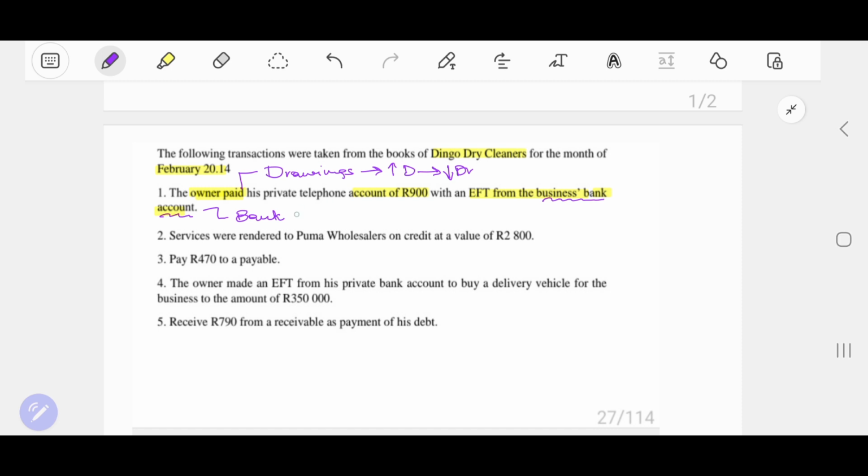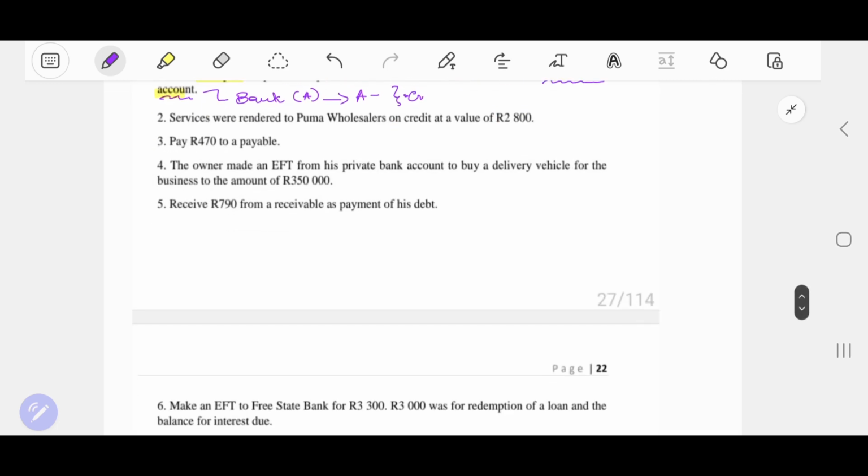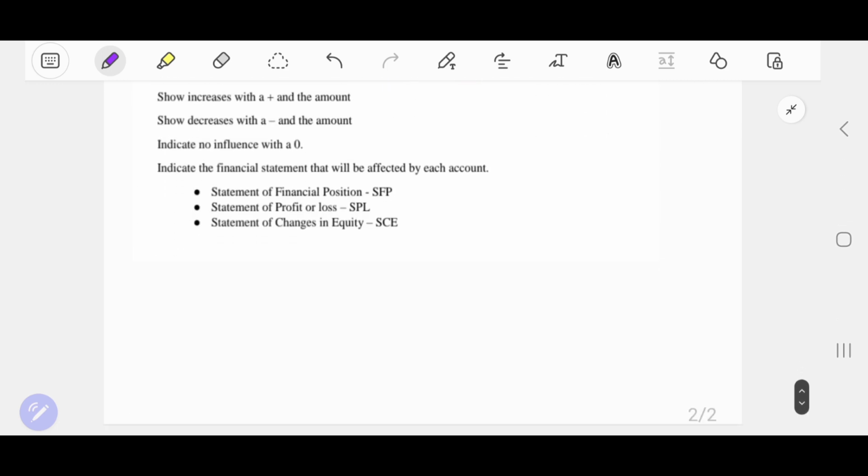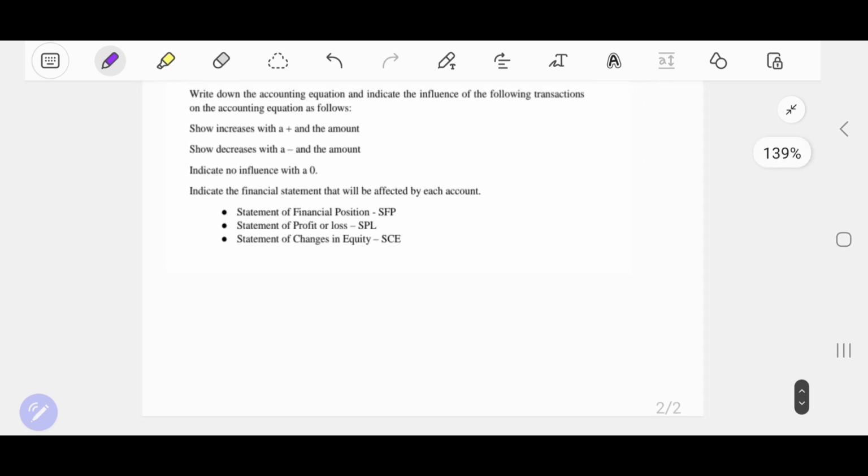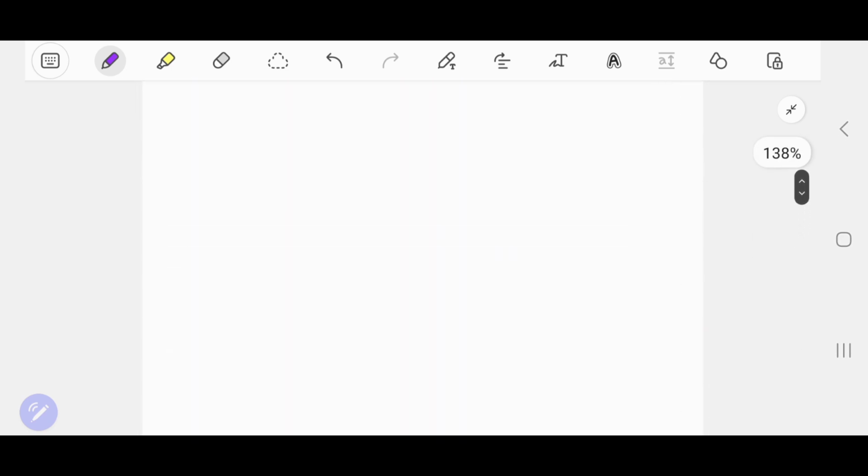Then bank is a what? Bank is an asset, and money is going out of the bank. So that means that the asset bank is going down. So it's going to be assets minus, which is assets going down. So it means that this is going to be credited. So how would you record this? We are going to record this information using what is called T accounts.